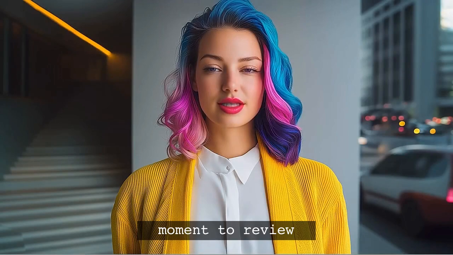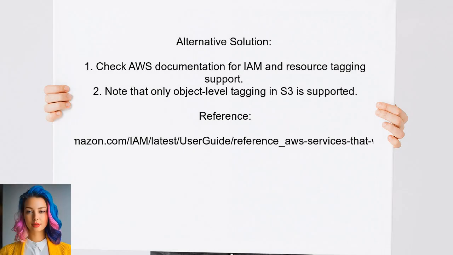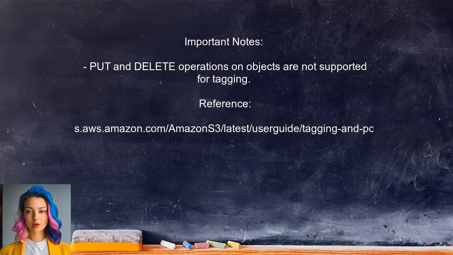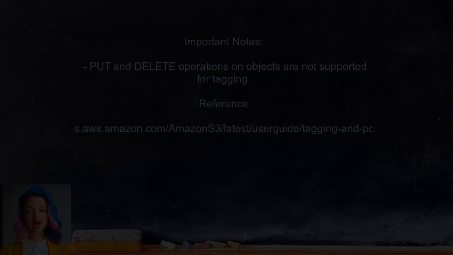Let's take a moment to review another user's answer. An alternative approach shared by another user highlights that AWS documentation provides details on services that support IAM and resource tagging. Currently, only object-level tagging in S3 is supported for tag-based authorization. Additionally, the user points out that put and delete operations on objects are not supported for tagging at this time. For more details, they recommend reviewing the specific documentation on tagging and policies.